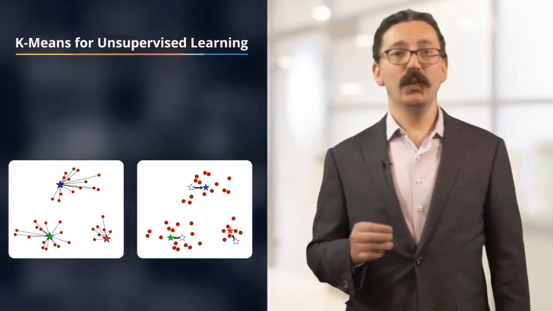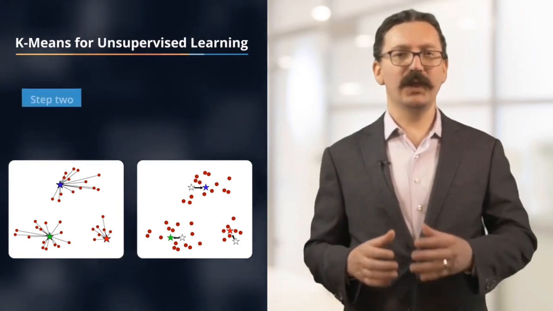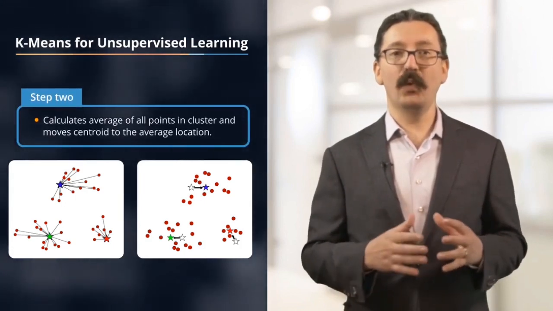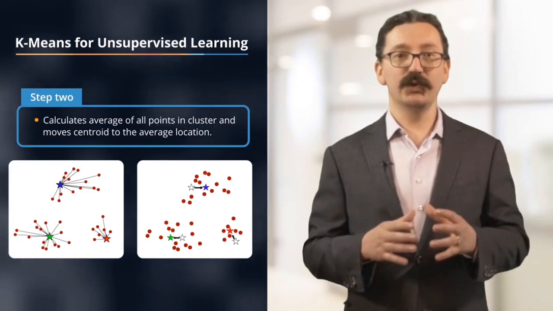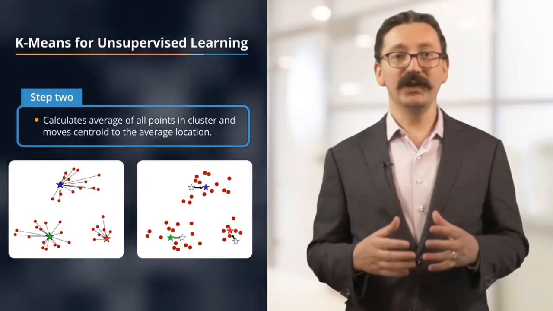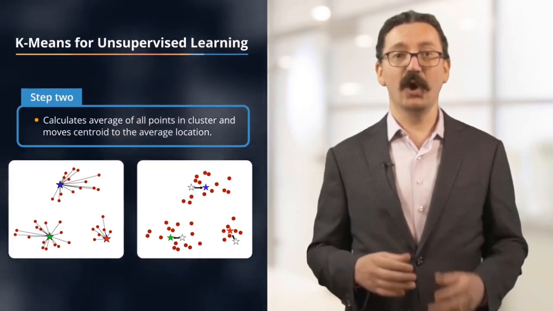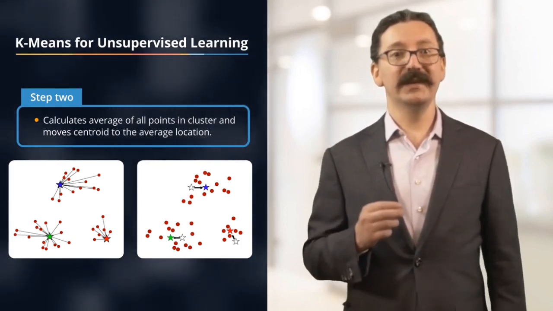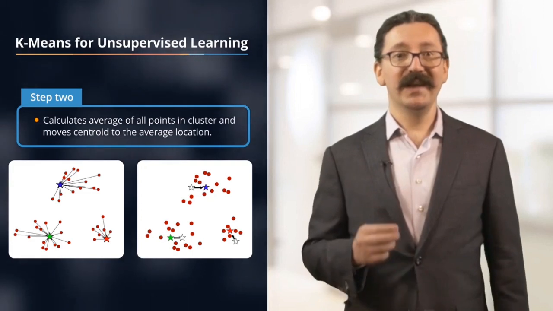In the next step, we move centroid. The algorithm calculates the average of all the points in the cluster and moves the centroid to the average location. These 2 steps are repeated until there are no changes in clusters or when the specified condition is met.